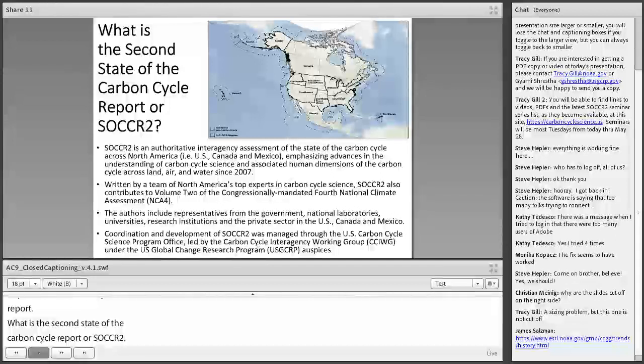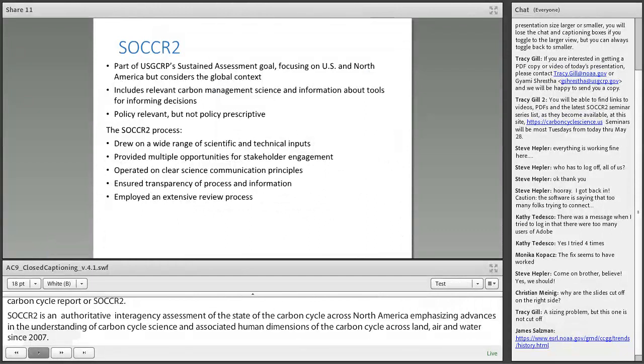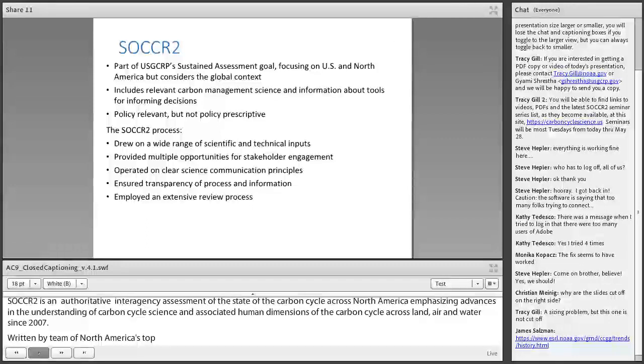The authors include representatives from the government, national labs, universities, research institutions, and the private sector across the US, Canada, and Mexico. SOCCR2 was also conducted as part of the US Global Change Research Program's Sustained Assessment Goal, focusing on US and North America, but considering the global context in our assessment.